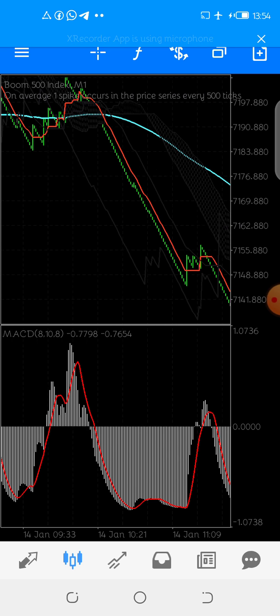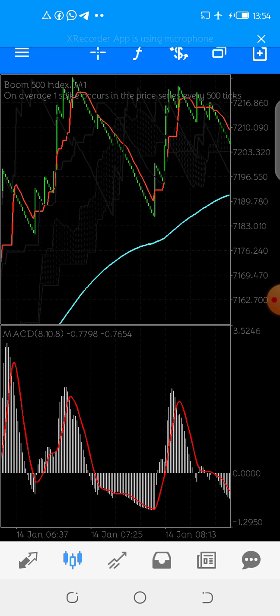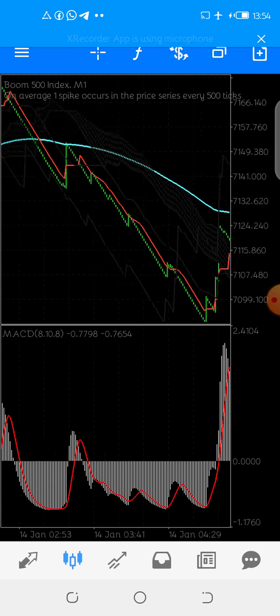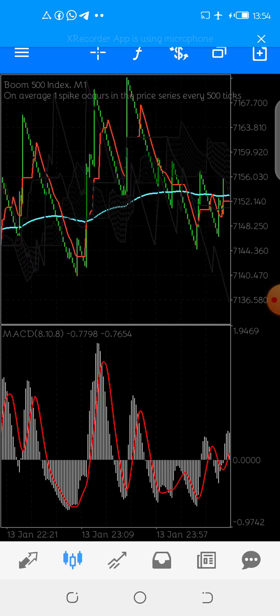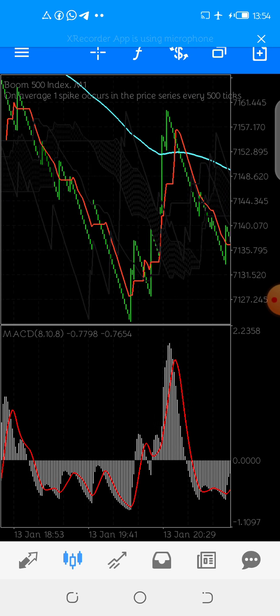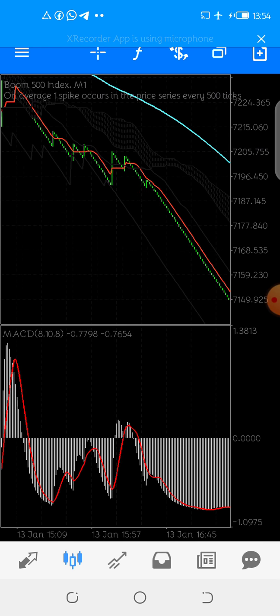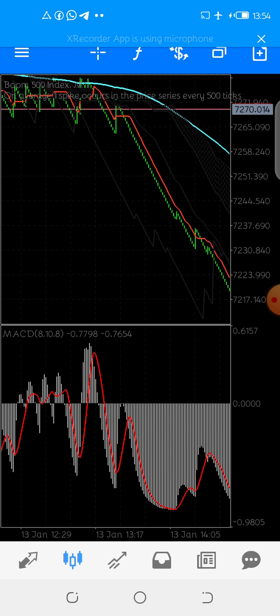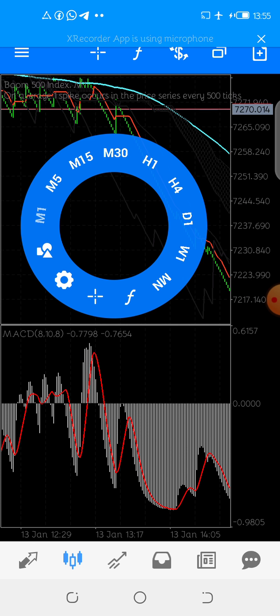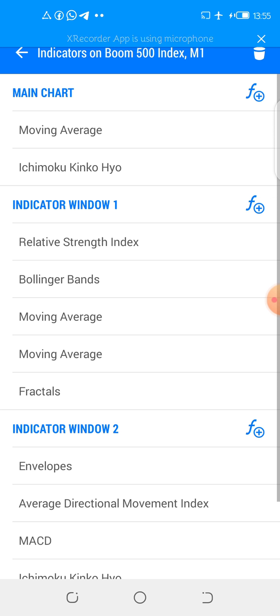So this is our MT5, the derivative server. And what I've done, I've added one more feature to this so that it can help you to know the trend direction. Okay, and we have the moving average 200. So let's check the settings, and this will be very fast.